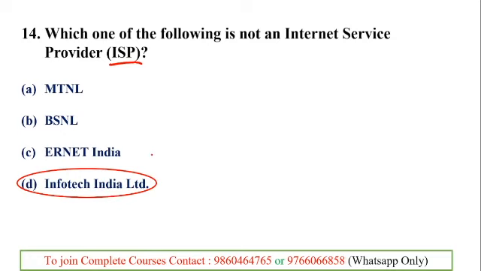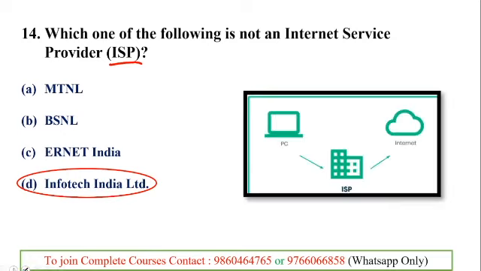Clear? Then the next question. Here you can see the ISP is a separate entity, a company. The individual PC is connected to the ISP, and the requests from the PC are sent to the internet, and then the internet sends back the result, and again the ISP sends it to the PC. So that's why the ISP acts as a middleman between the PC and the internet, and it's a separate company that provides individuals and organizations access to the internet.